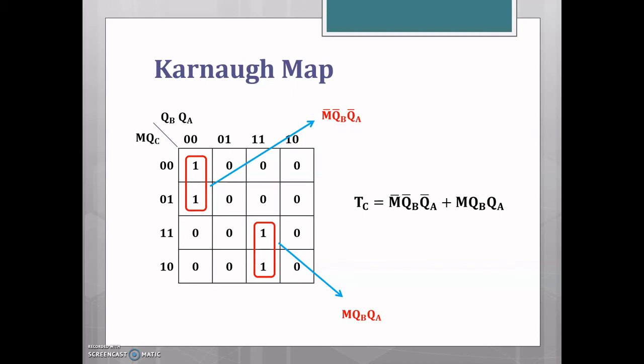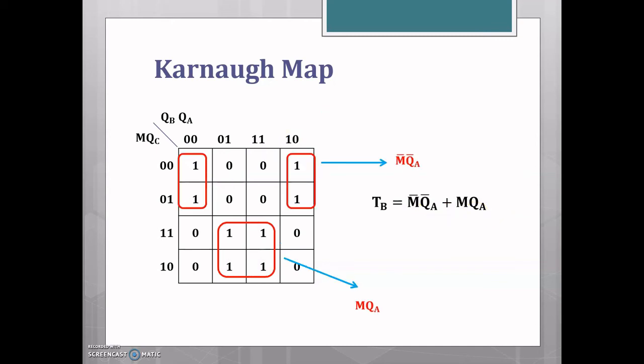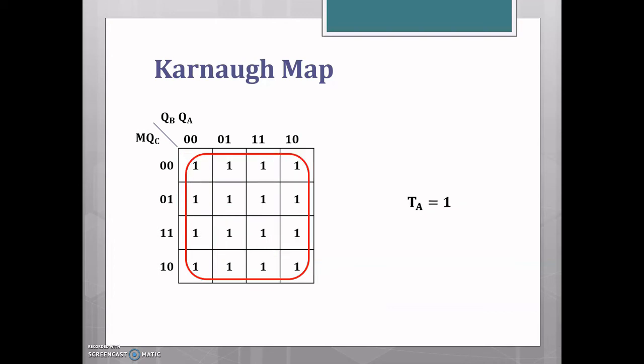Plotting the K-map for the flip-flop input TC, marking all the values and grouping the ones, it will result in the corresponding expression. TC is equal to M bar QB bar QA bar plus M QB QA. Similarly, marking for TB and grouping the terms, it will result in TB equal to M bar QA bar plus M QA. And TA is equal to 1.